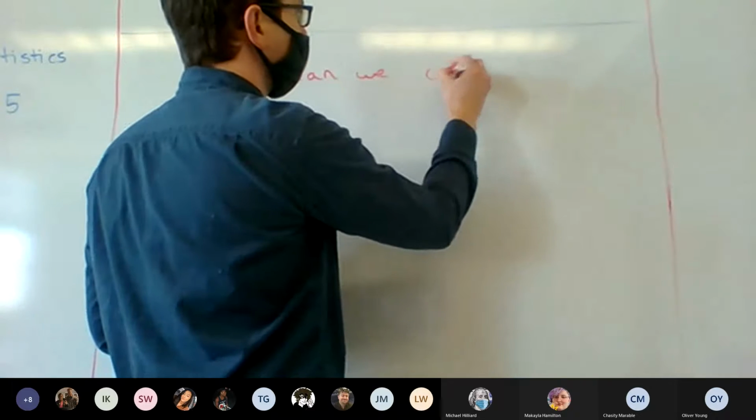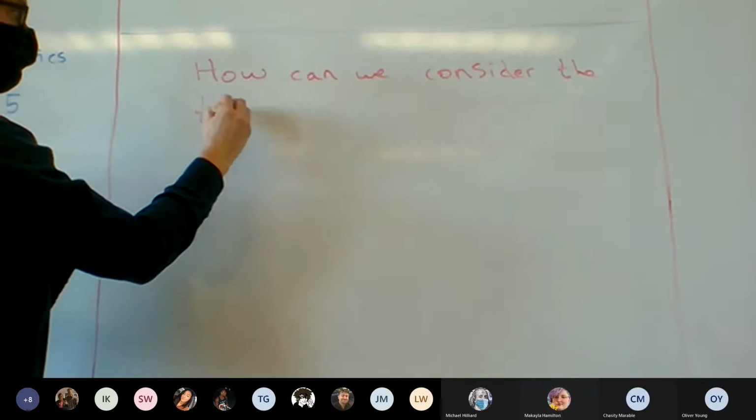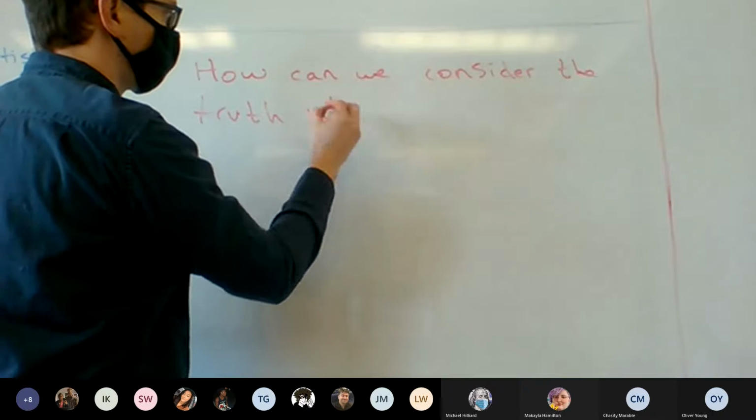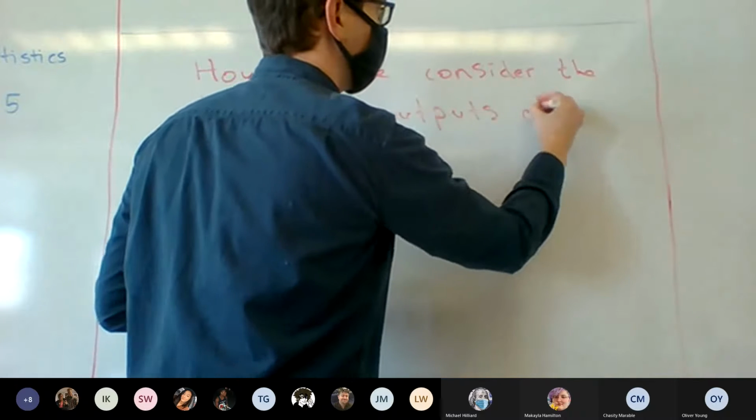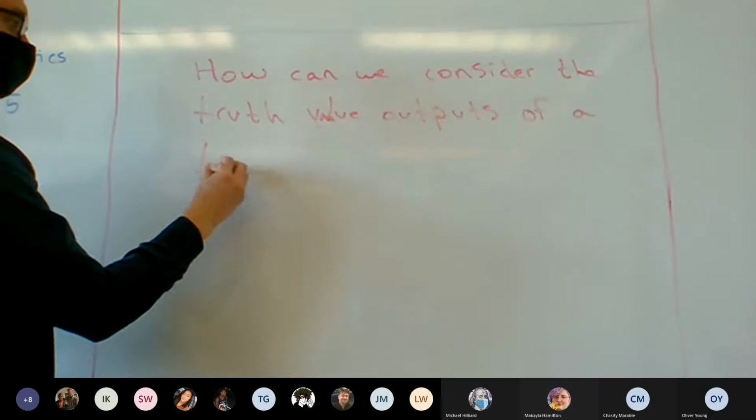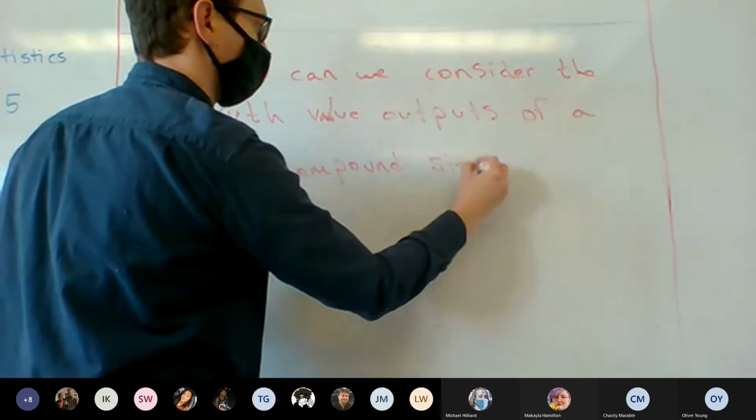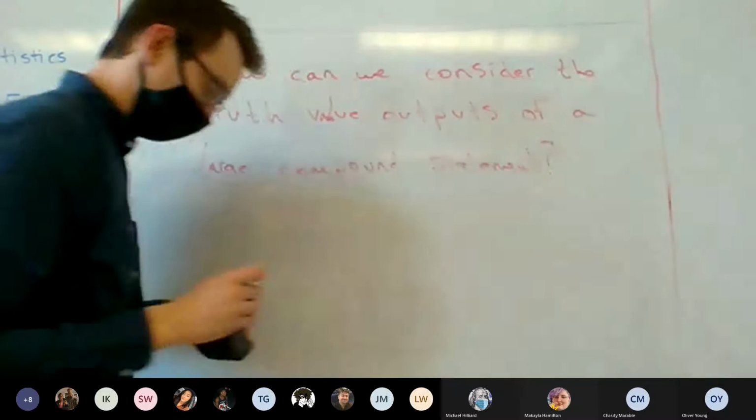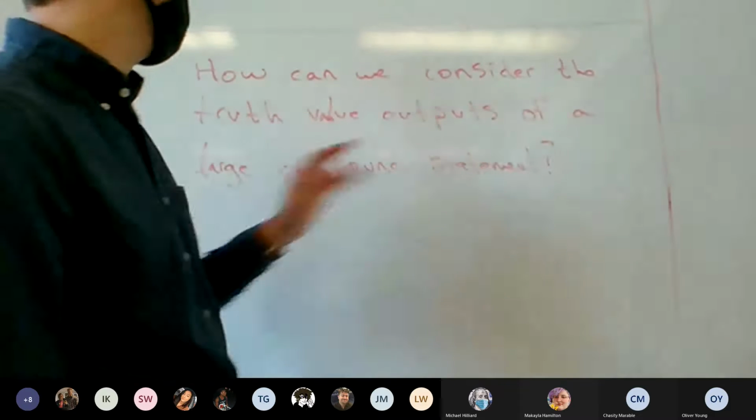How can we consider the truth value outputs of a large compound statement?